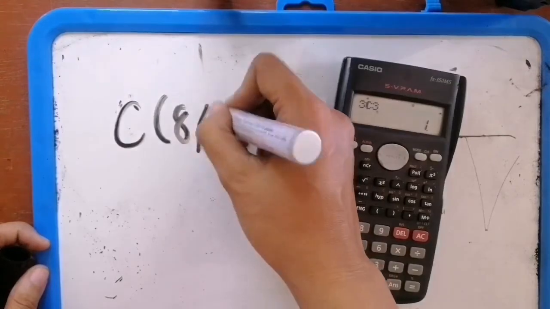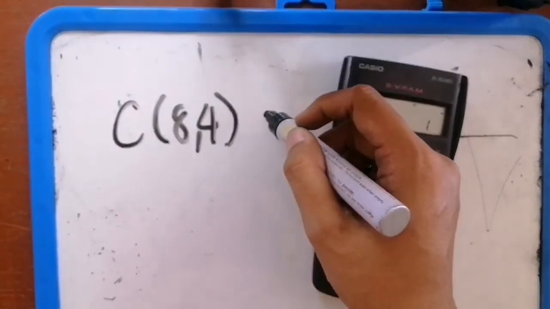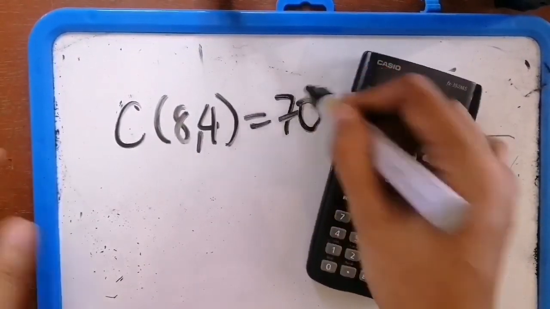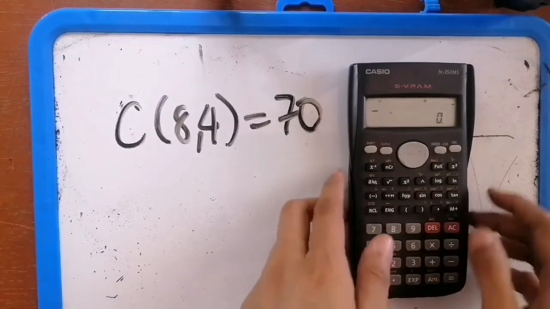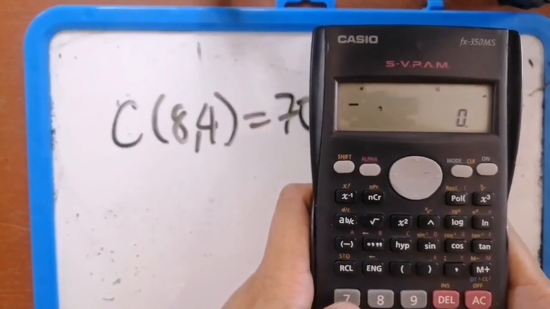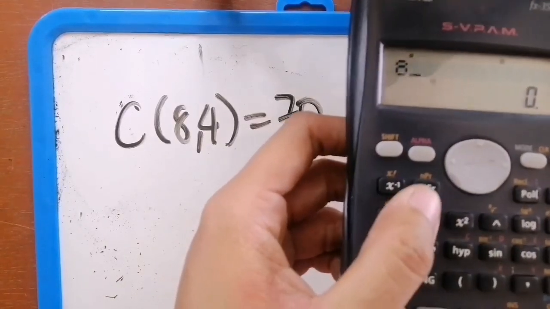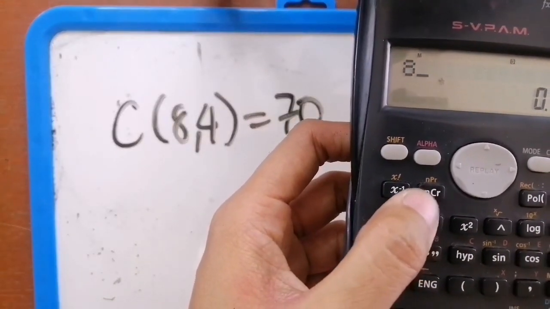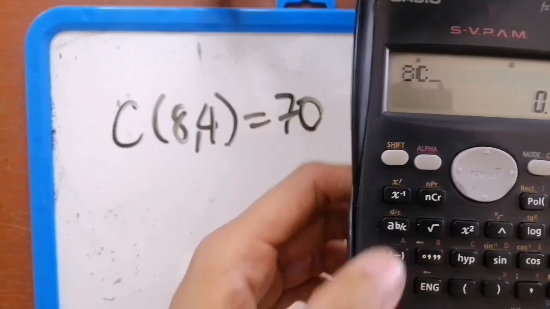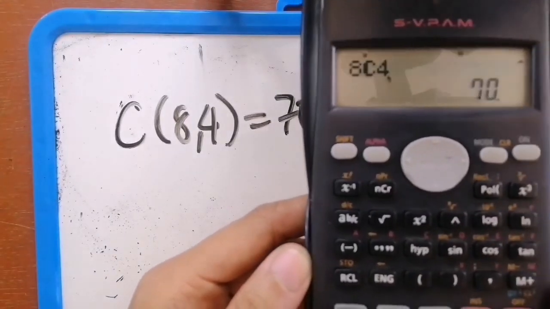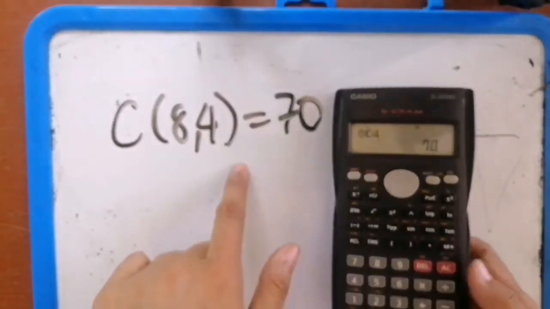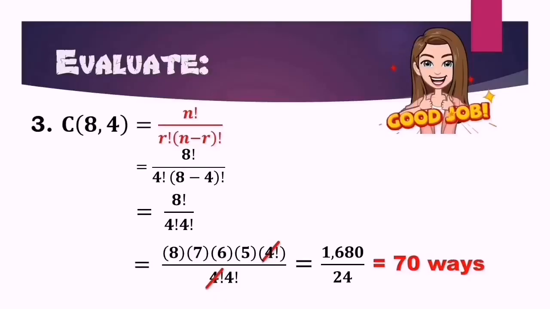So, combination of 3 objects taken 2 at a time is equal to 3. Combination of 8 objects taken 4 at a time is equal to 70. Let's check. So, we have 8. Press natin yung C, yung sa NCR na button, and then 4. Sagot is 70. The same sila. Mas madali kapag may calculator. Pero syempre, dapat marunong din kayo sa manual. What if wala kayong dalang calculator?